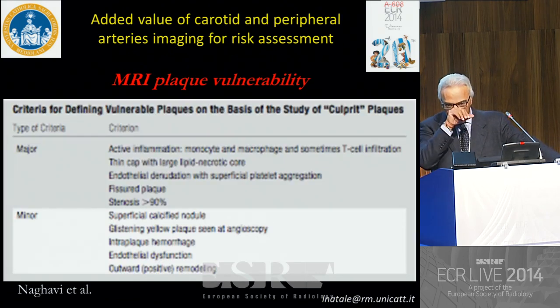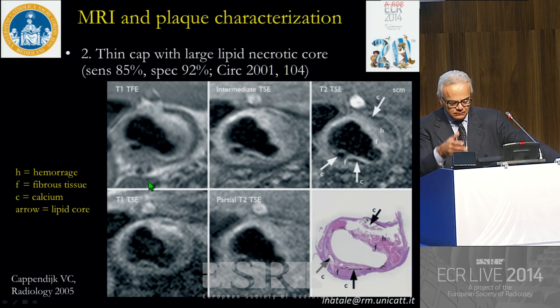And there are many signs and criteria for the assessment of plaque vulnerability. Here are reported the major criteria at MRI, with the most important ones to me, and also according to literature, that are the signs of active inflammation and thin cap, the thinning of the fibrous cap, but also the problem of endothelial denudation. And I go deeply into these signs very quickly.